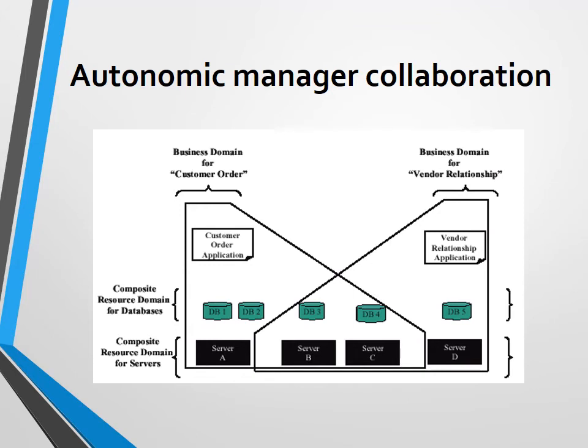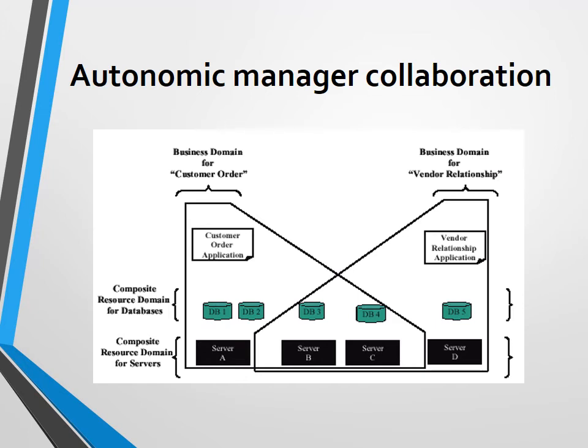Autonomic manager collaboration. So this is the diagram of autonomic manager collaboration. This diagram shows an example of a simple IT system that includes two business applications, a customer order application and a vendor relationship application. Separate teams manage these applications. Each application depends on a set of IT roles and resources, databases and servers, to deliver its functionality, some of which are shared resources.